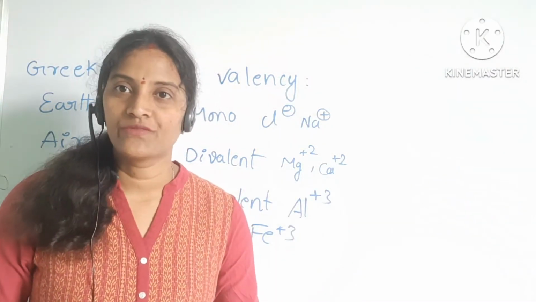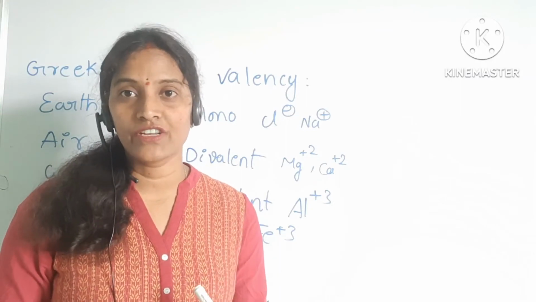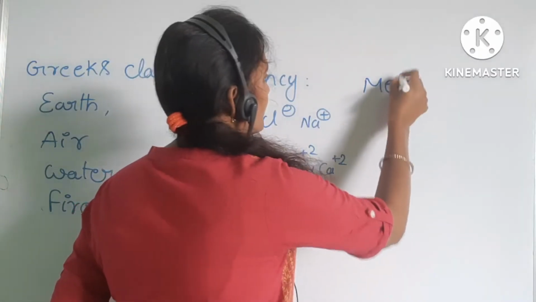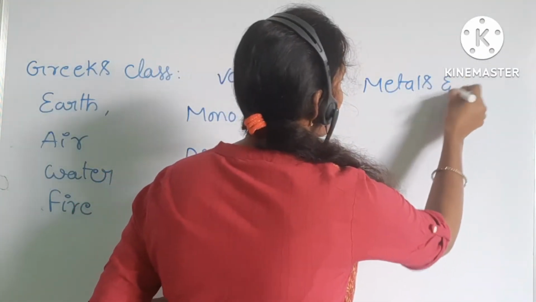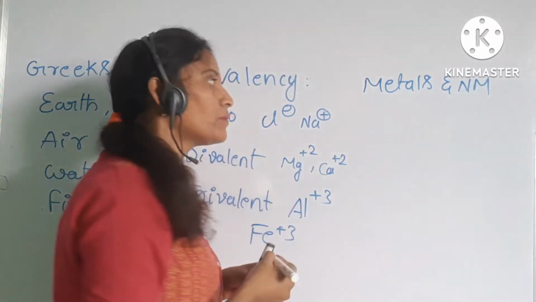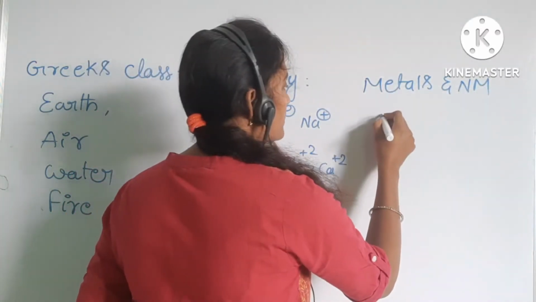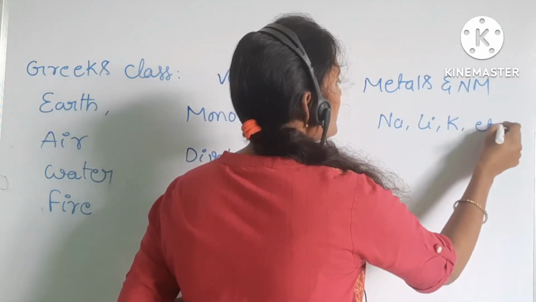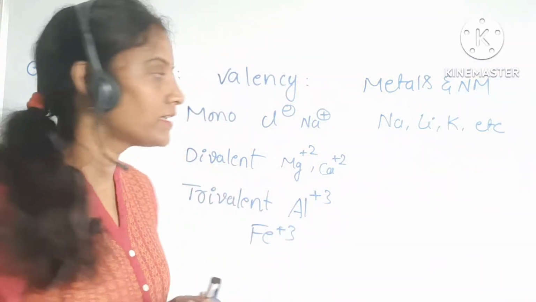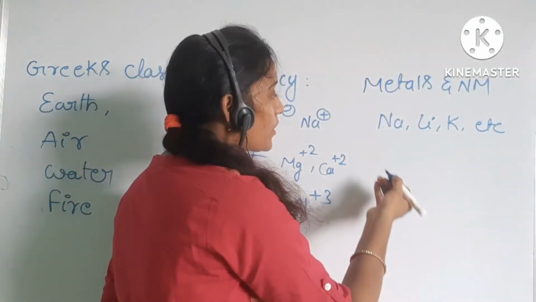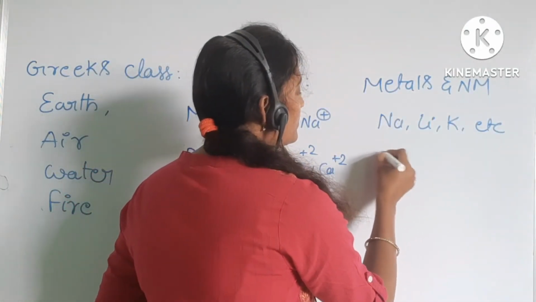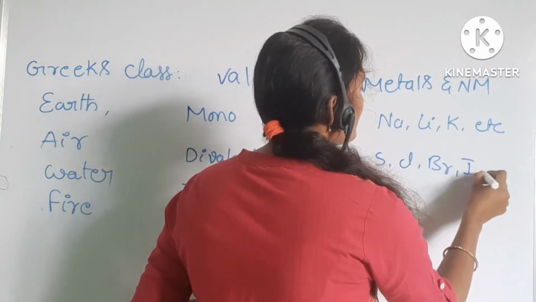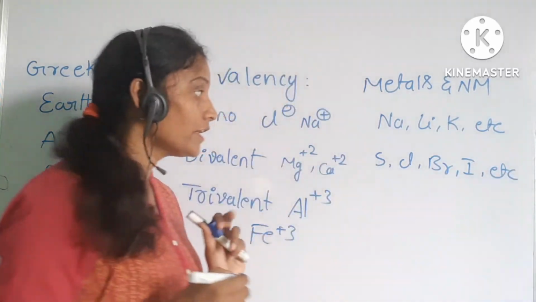After valency classification, another classification was metals and non-metals. Here see, some elements show metallic character. Those are sodium, lithium, potassium. These elements come under metallic elements, and some elements show non-metallic character. Those are sulfur, chlorine, bromine, iodine. These elements come under non-metals.